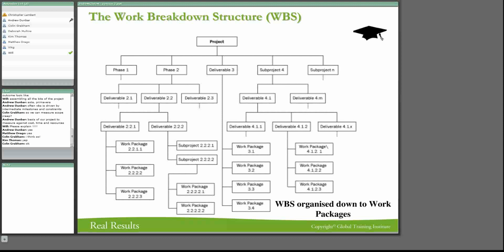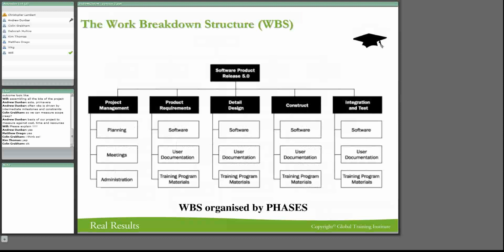Here's another way of breaking down a project. Now this one is organized in phases. There's the project management, and there's the planning and meetings and administration. Here's another one, the project requirements, or product requirements, and there's the software and the user documentation and the training materials. And then we get to the detailed design, and we have the software again, user documentation again, and training manuals again. We get to the construction phase, and we have it. So this one is organized by phases.